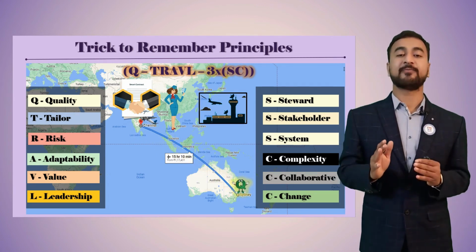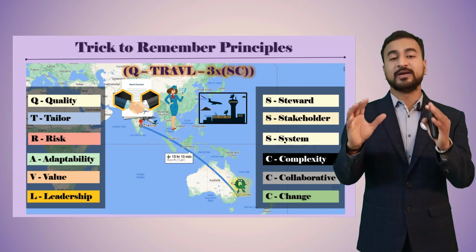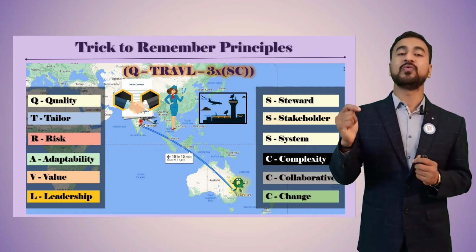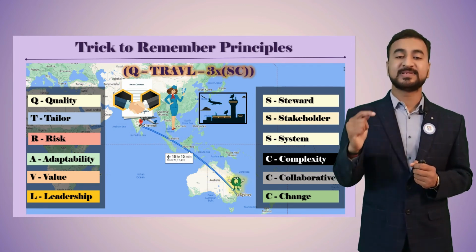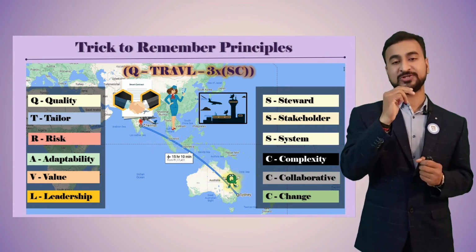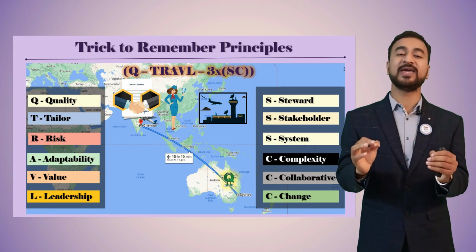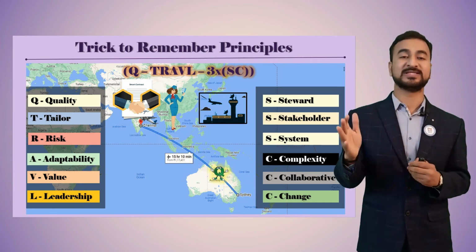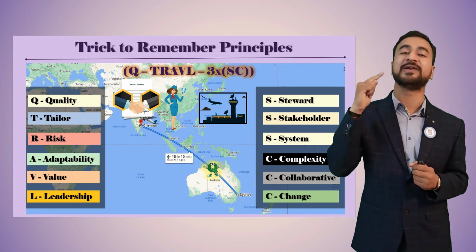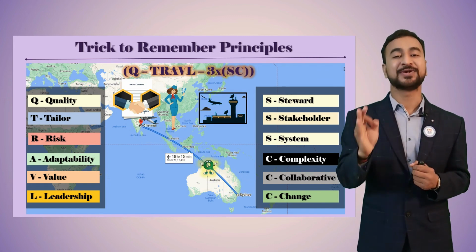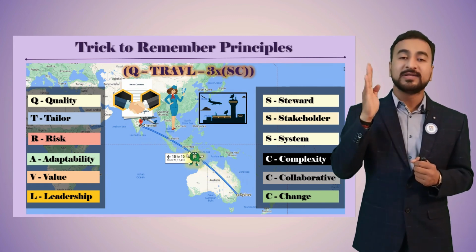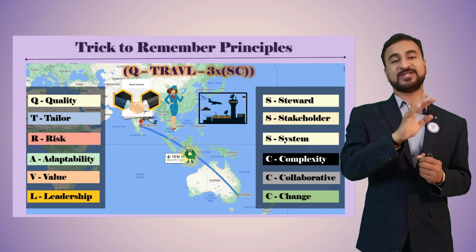I just wanted to recap again. Try to remember this sentence: Mr. Q traveled 3 times from Sydney to Chennai. This is the way you can remember these 12 principles. Just remember one sentence. I repeat once again for you: Mr. Q traveled 3 times from Sydney to Chennai. And you can remember all these 12 principles.